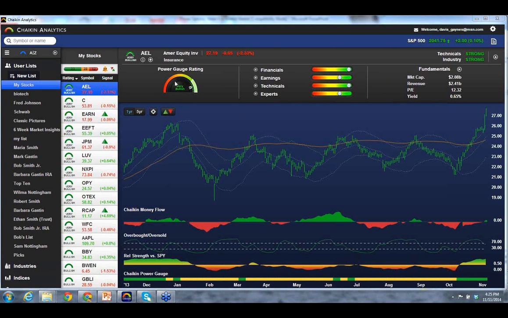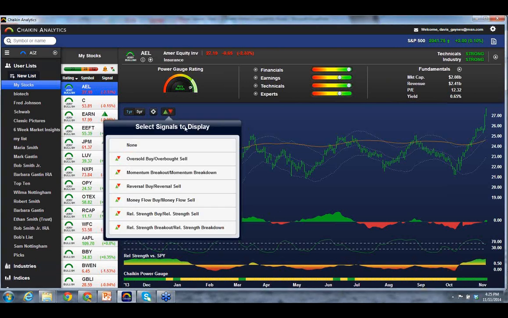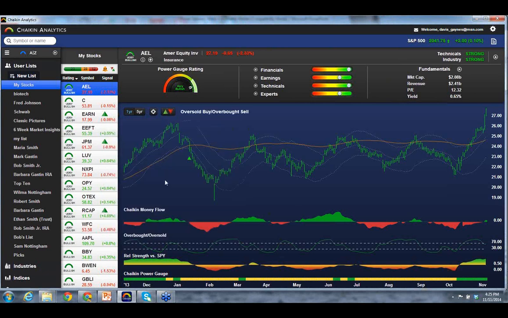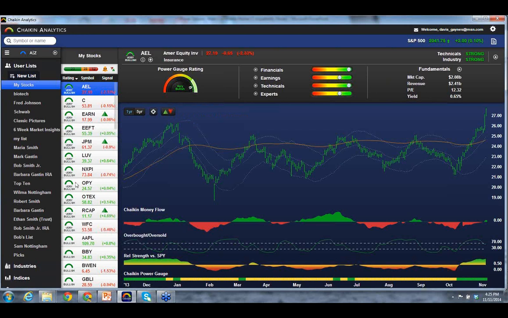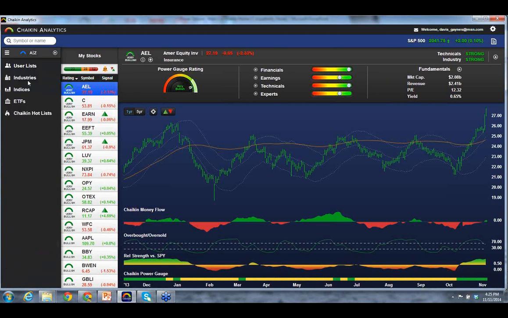So the first level of analysis for us is the power gauge. Second are the technicals. And third, I mentioned we have signals that actually can be put onto any chart and pick buy and sell points in the short or long term. And then on the other side of the screen, we have some workflow tools that let you create lists, that populate a watch list, and also let you do industry work, look at ETFs, indices, and some pre-formatted Chaikin hot lists that we've created for you.